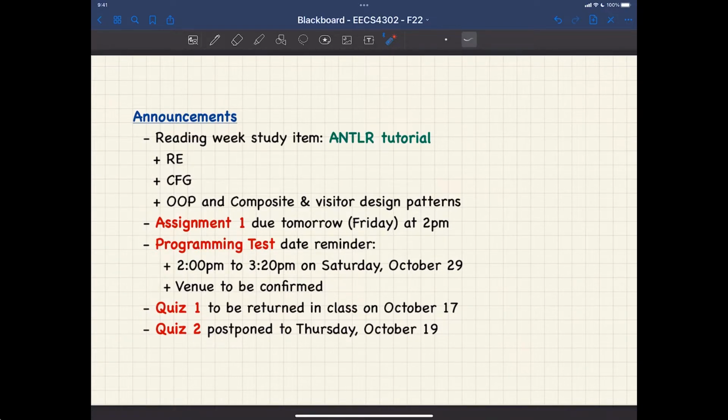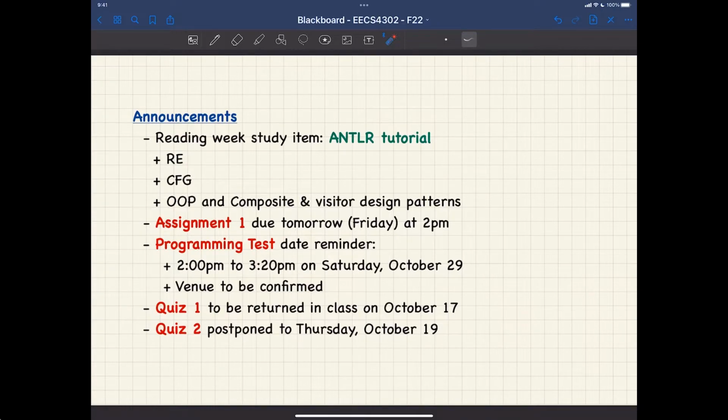If you haven't completed that yet, just submit your best effort. That's okay, but we're still going to give you feedback. Just don't miss the deadline. And for your programming test, as I said before, 2 to 3:20 on Saturday, October 29th. The venue most likely will be in the LaSalle building. I'll confirm that a little bit later.